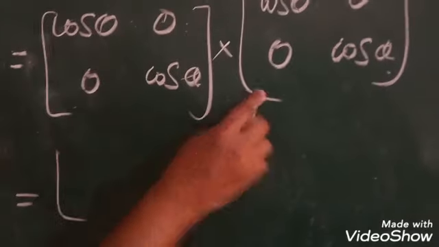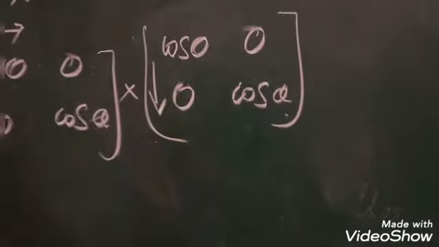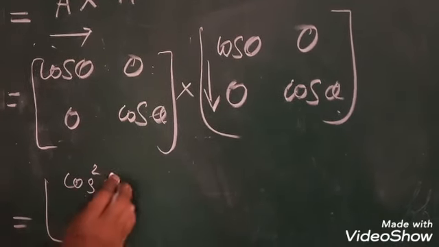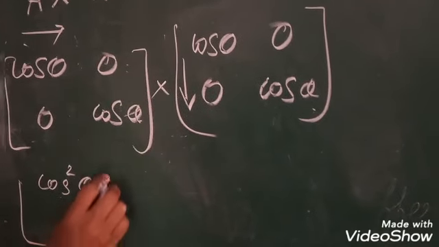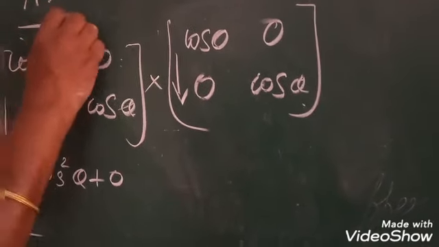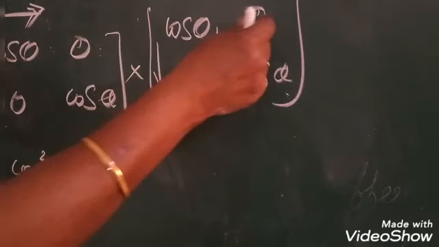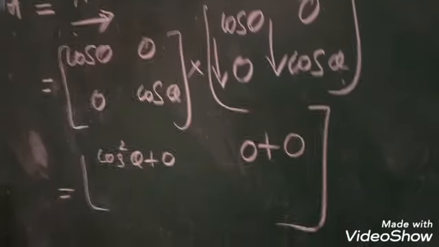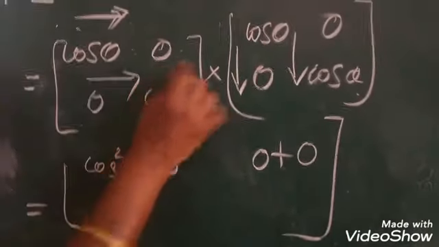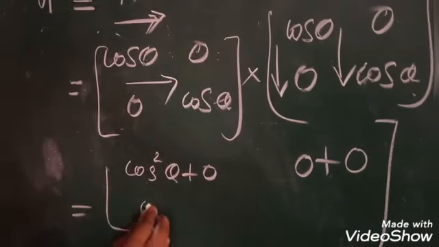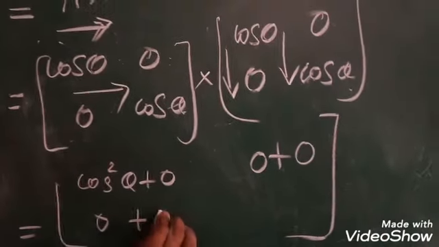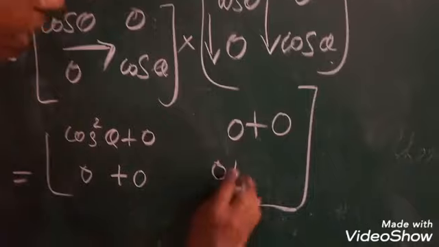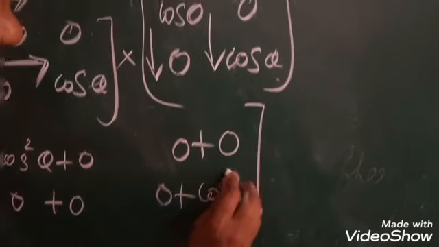Okay. Here the 2 cross 2 matrix, first row first column. Already we said, what is the first row? Cos theta into cos theta. Okay girls, directly I am writing cos squared theta, 0 into 0. Then the same, first row second column: cos theta into 0, 0 into cos theta. Then see girls, second row first column: 0 into cos theta, 0, cos theta into 0, 0. Then next, second row second column: 0 into 0, 0, cos theta into cos theta, cos squared theta.